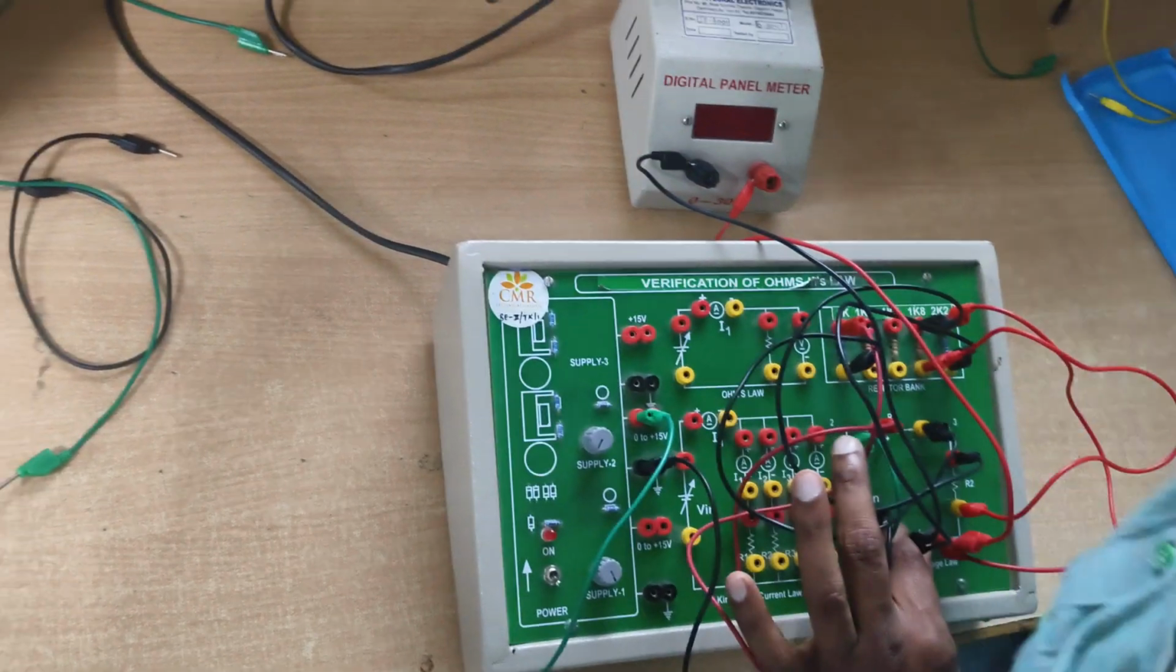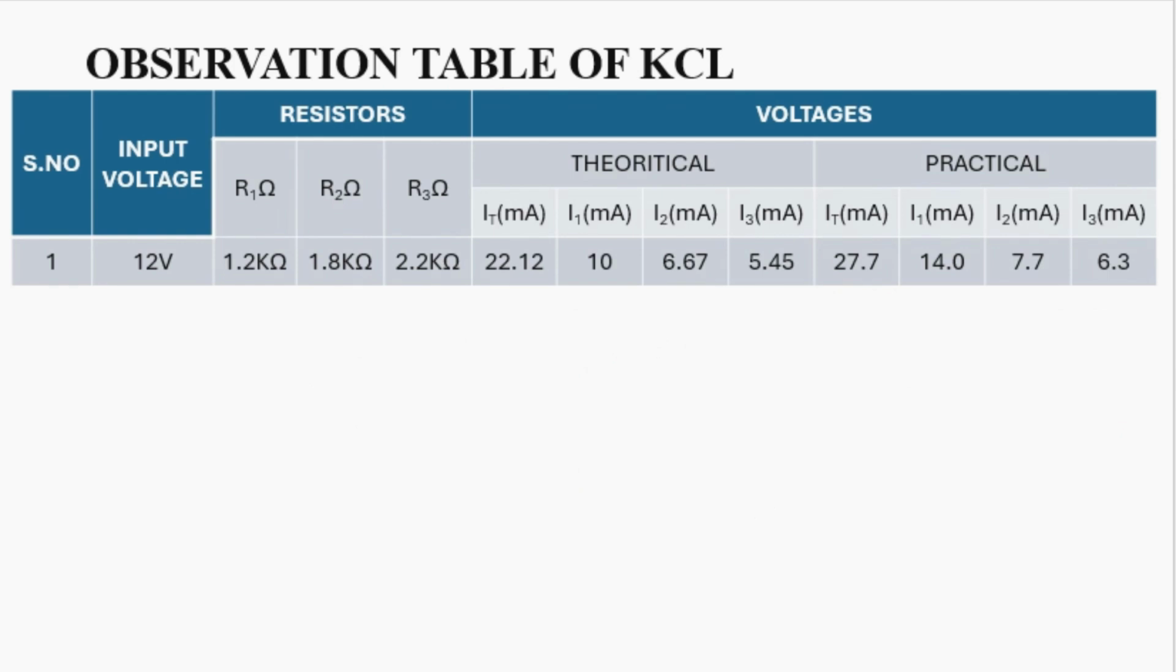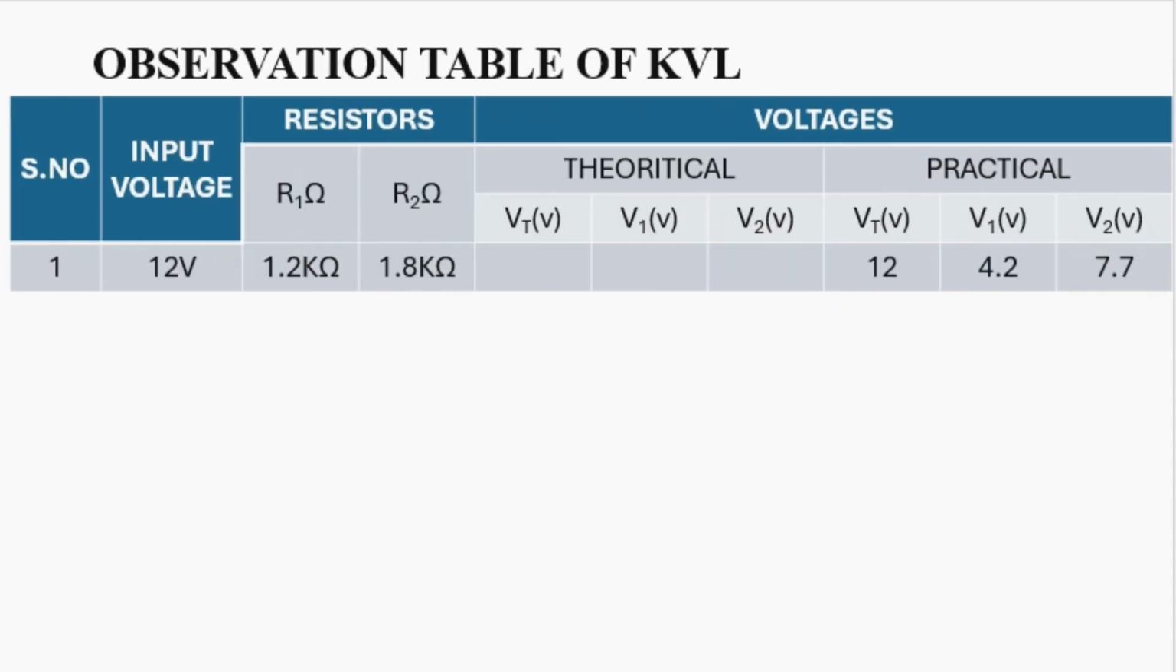These are the practical values. By substituting the theoretical values and practical values, this is the tabular column. If 3 resistors are connected in parallel. Theoretical calculations for 2 resistors connected in series. It is for KVL.